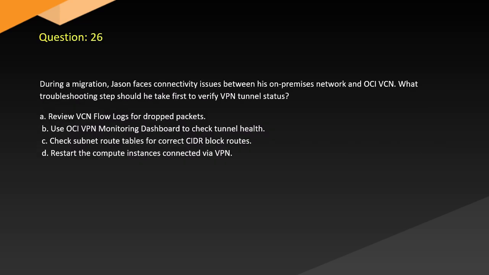Question 26. During a migration, Jason faces connectivity issues between his on-premises network and OCI. What troubleshooting steps should he take first to verify VPN tunnel status? A. Review VCN flow logs for dropped packets. B. Use the OCI monitoring dashboard to check tunnel health. C. Check subnet route tables for correct CIDR block routes. D. Restart the compute instances connected via VPN.